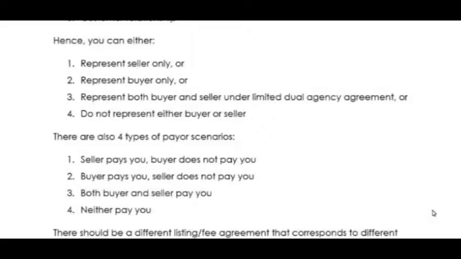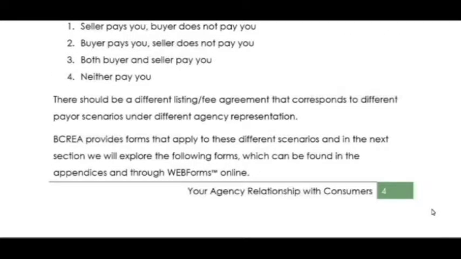There are also 4 types of payor scenarios. 1. Seller pays you, buyer does not pay you. 2. Buyer pays you, seller does not pay you. 3. Both buyer and seller pay you. 4. Neither pay you. There should be a different listing fee agreement that corresponds to different payor scenarios under different agency representation.